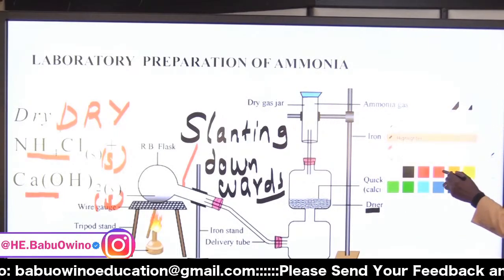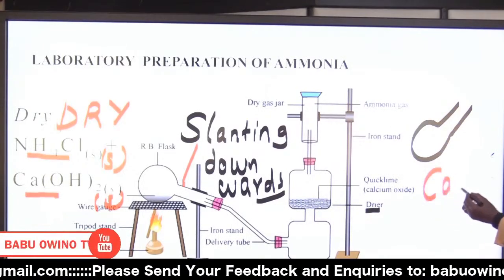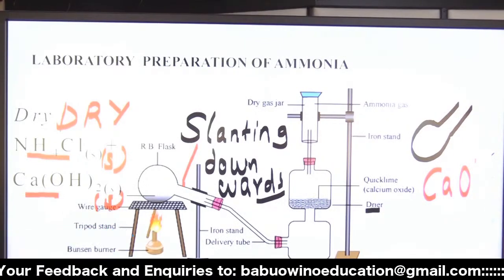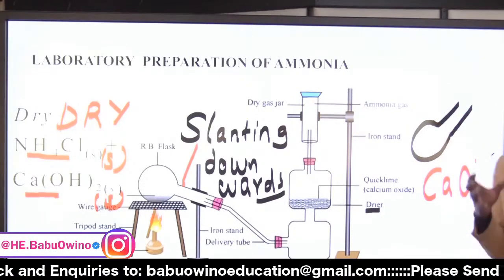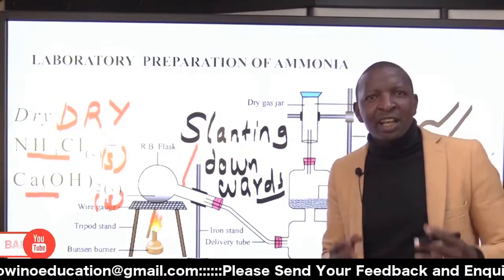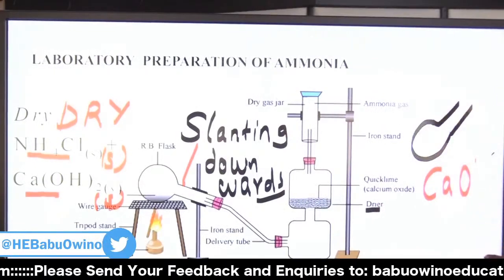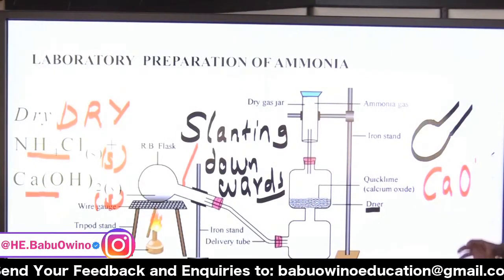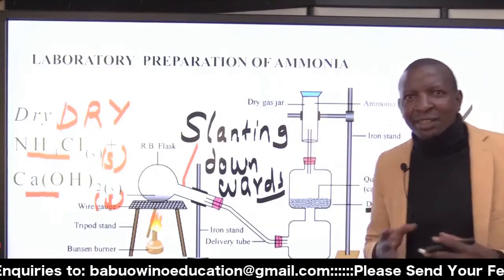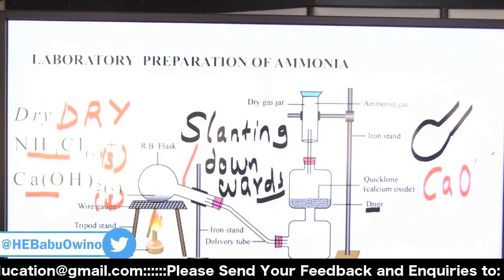you find the drying agent is calcium oxide. Calcium oxide is the only drying agent that is used to dry ammonia. Ammonia cannot be dried using concentrated sulfuric acid, neither can it be dried using fused calcium chloride. Why? Because ammonia will react with both fused calcium chloride and concentrated sulfuric acid. Very important to be able to capture that point.